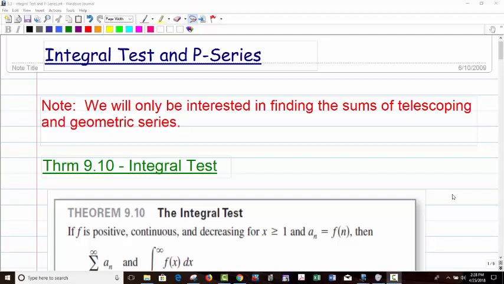Hello, this video is on integral test and p-series. Now the first thing I'd like to mention here, based on a previous section covered, is that the only time we're actually interested in finding out what the sums of a series will be, the numerical value, will be for telescoping and geometric series. The rest of the series tests as we proceed through are strictly used to determine whether or not they converge or diverge.